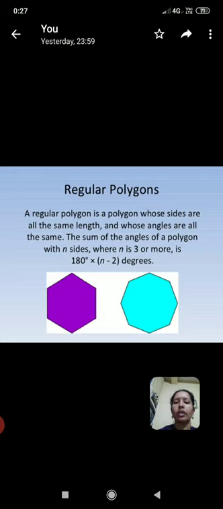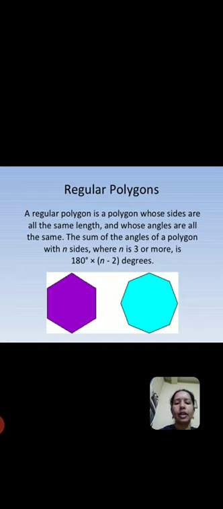Regular polygon. A regular polygon is a polygon whose sides are all the same length and whose angles are all the same. The sum of the angles of a polygon with n sides, where n is 3 or more, is 180 degrees into (n minus 2).